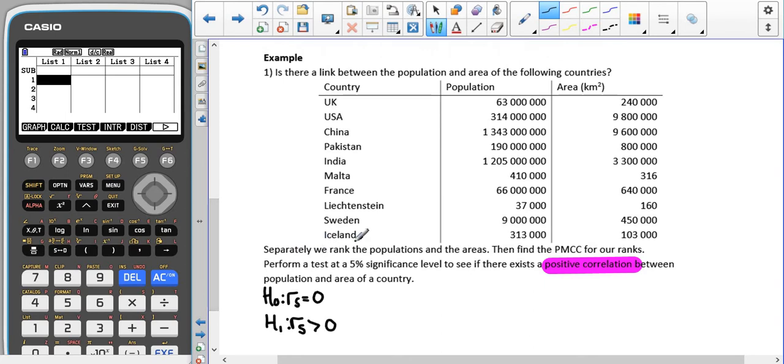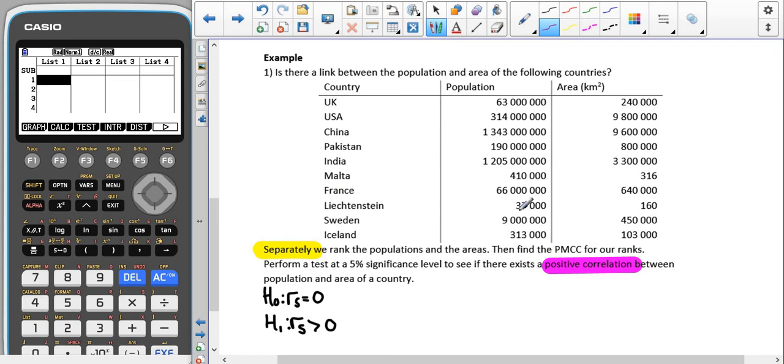Now, as it says here, we need to rank the populations and areas separately. That's very important because in some of the hypothesis tests that we do, we will rank the set of data as a whole set. But this time we are ranking each of these separately. So to begin with, we'll rank the populations, and we're going to start smallest to biggest. The reason why I like to do everything smallest to biggest is that some hypothesis tests that we come across later on require you to do it smallest to biggest, otherwise it doesn't work. So if we practice that now, we get used to the fact that we should be trying to use smallest to biggest where possible.